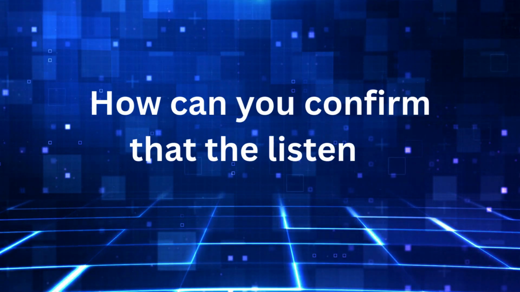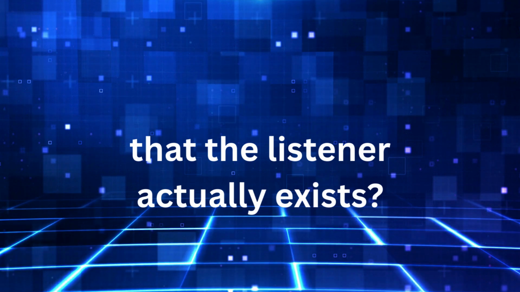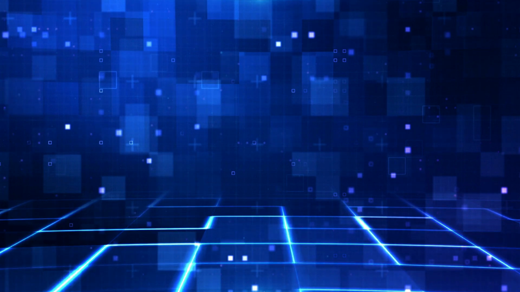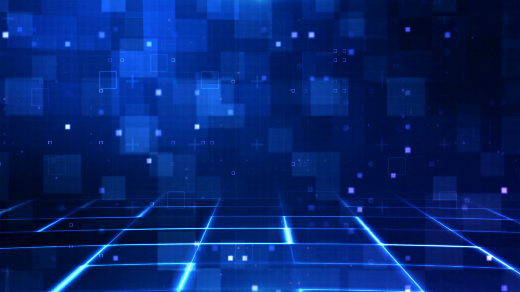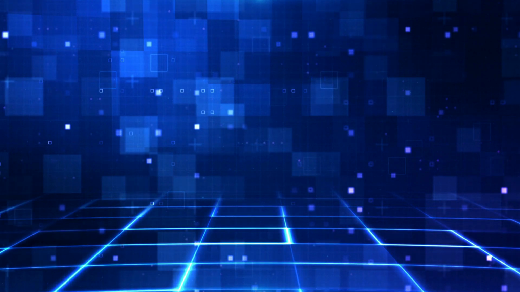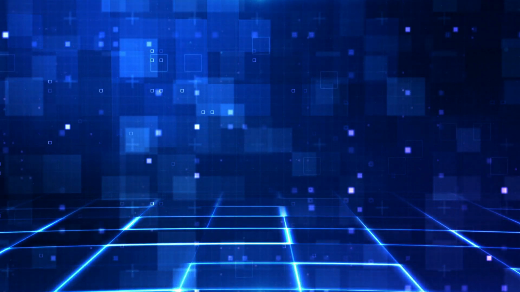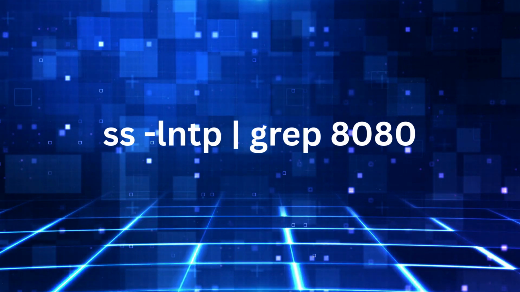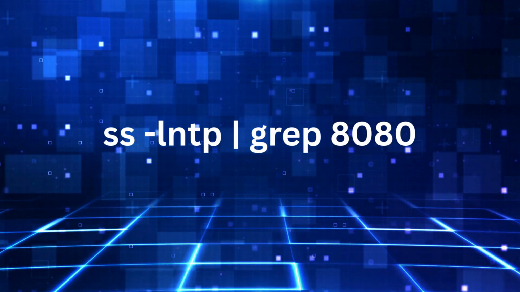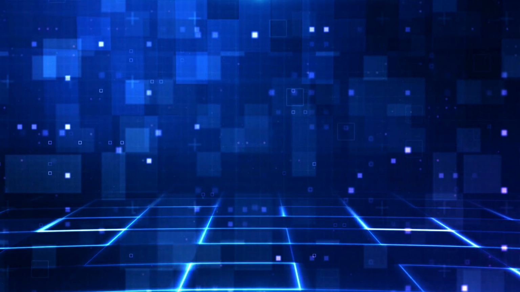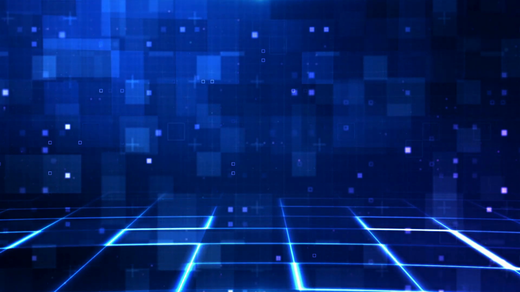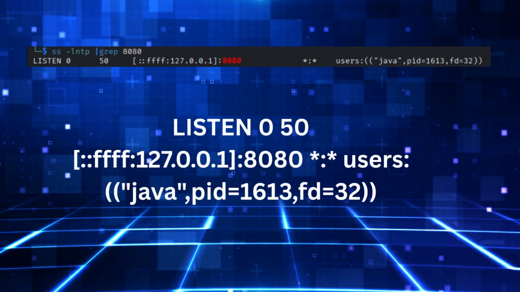Now, how can you confirm that the listener actually exists? This is an extra step. You don't have to do it, but you can just watch as we do it on our screen. The command that's now listed on your screen will get us information on the process that's running on port 8080. The example output is what you see on your screen, and let's interpret what it actually means.